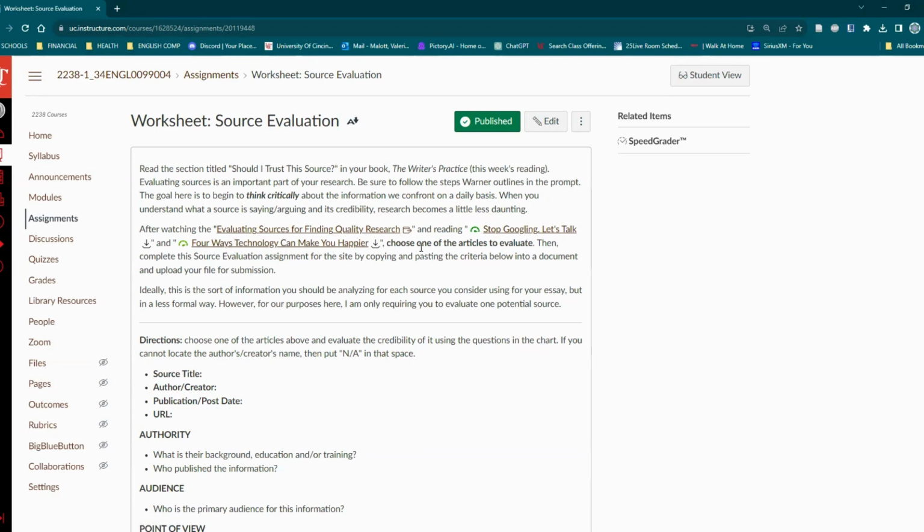Then I want you to choose only one of the articles to evaluate for this. I'm not going to force you to do both of them, but choose one that you most likely think you might incorporate into your paper. It makes more sense to evaluate the one that you are potentially going to use, but if you're not sure, then just pick whichever one you think might be easier to evaluate.